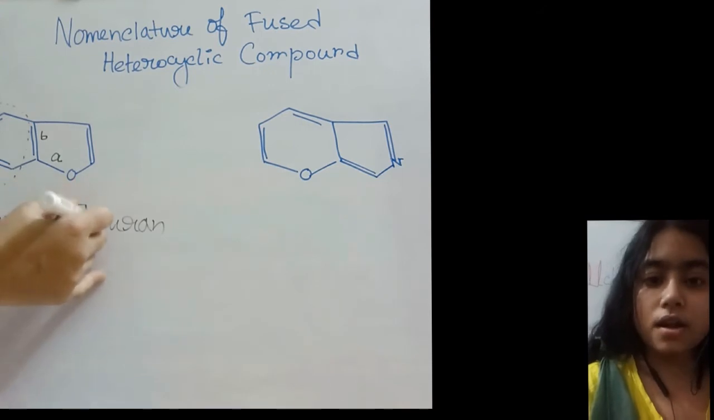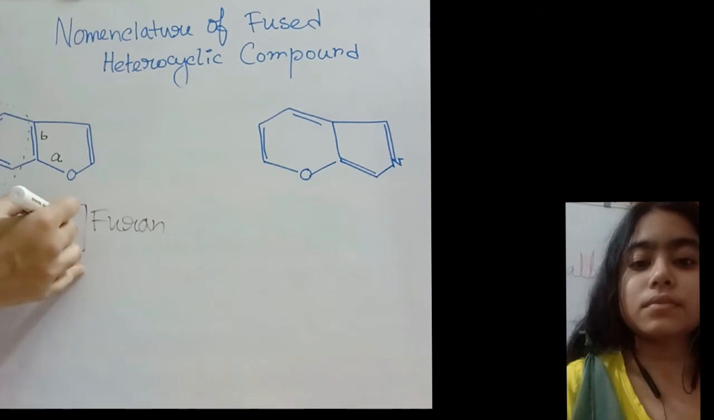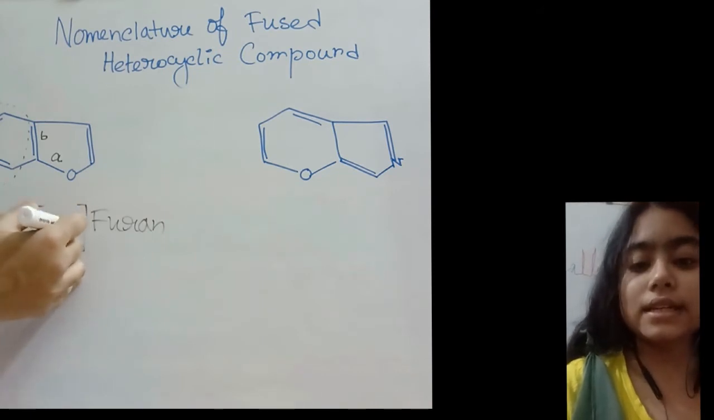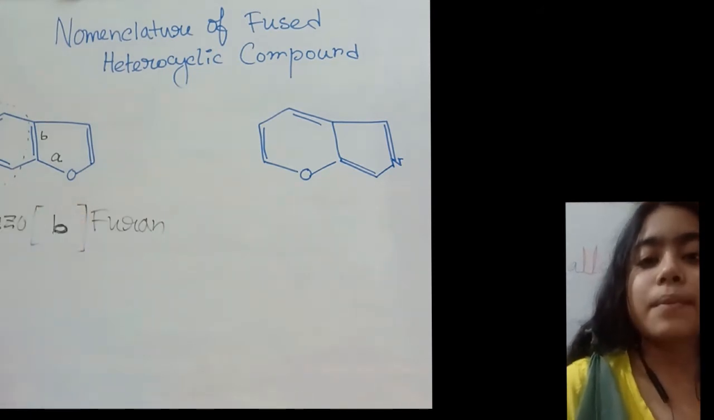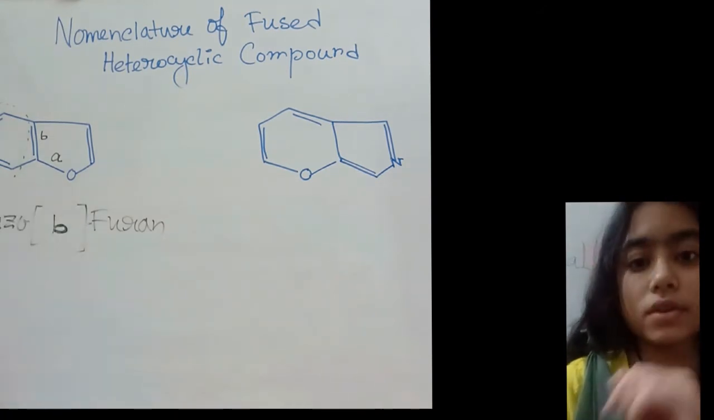We will give a third bracket and we will put B here, as the ring junction is indicated by the letter B. So benzo[b]furan will be the name for that fused ring.